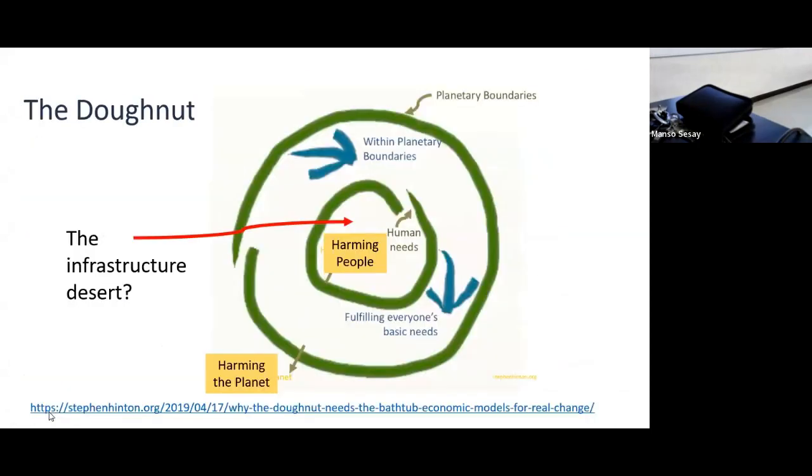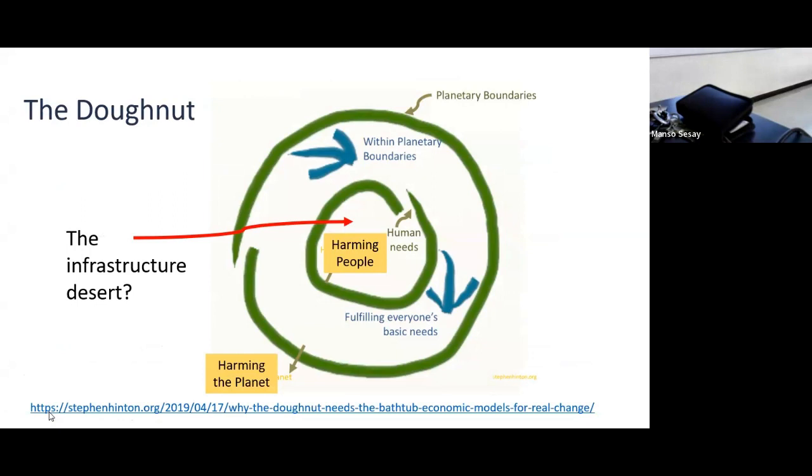So she came up with this concept of a donut. We live in the dough. That's where we live. The hole in the middle of the donut represents the boundary of human rights, fundamental things that people should have. This is human needs. And we exist as a society to stop people from falling into the hole.